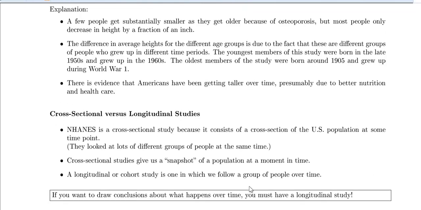So the study was a cross-sectional study because it consists of a cross-section of the U.S. population at some time point. That just means they looked at lots of different groups at the same time. Cross-sectional studies give us a snapshot of the population at one moment in time. A longitudinal or cohort study is one in which we follow a group of people over time. And if you want to draw conclusions about what happens over time, you must have a longitudinal study.